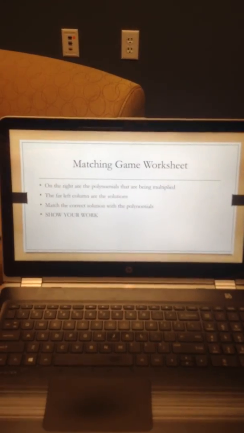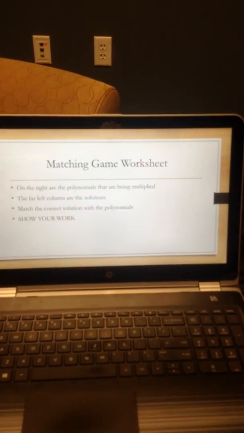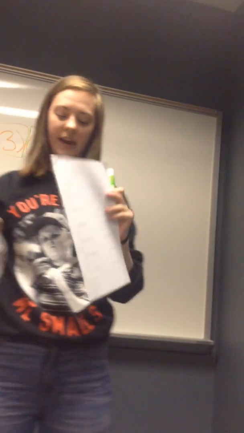So now I have a matching game worksheet for you guys. On the right are the polynomials that are being multiplied, and these are the solutions. What you're going to do is match up which one goes to each. We'll take about 5 to 10 minutes working on that. I will provide paper for you guys so you can show your work on how you did it. And there's also little boxes in here for how you can solve it with each one. So we're just going to take a little break and have you guys work on that.